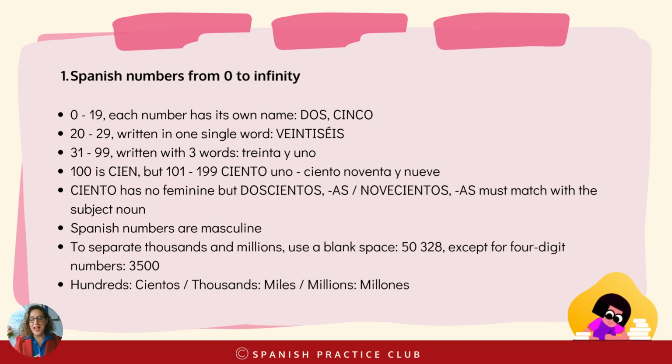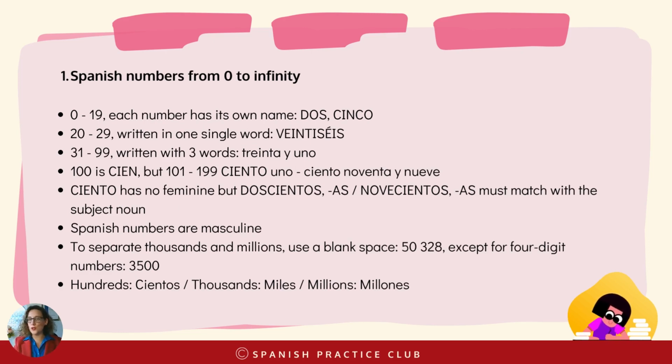We've learned that. But then from the 200 to 900 numbers, we do need to use them in the plural, and they also need to match with the noun. So if you are counting something that is masculine plural, then you need to say, for example, doscientos. 200 cars will be doscientos coches. And if what you're counting is feminine plural, then you need to say doscientas. So 200 women would be doscientas mujeres. And that happens between 200 and 900 only.